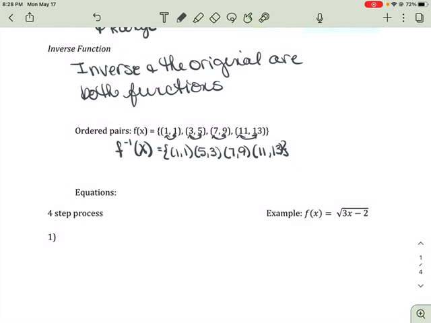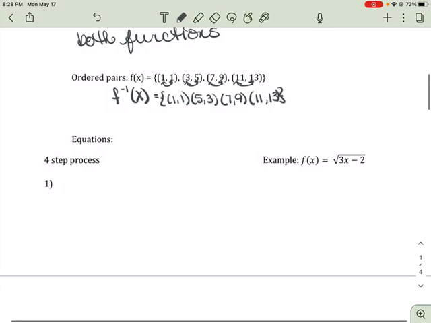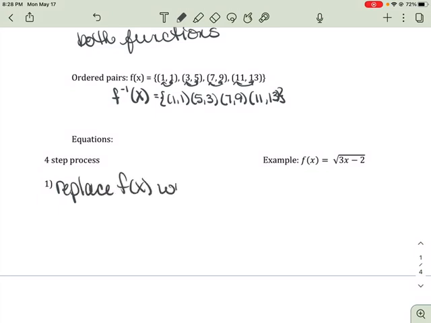But if you're talking about an equation, there's a process. Like step A, step B, step C, boom, here's your answer kind of thing. So the first thing, and again, keep in mind that the underlying theme here is that we're switching x and y, interchanging domain and range. So for the 4-step process, the first one, and we're going to do this by example, is make this y equals. Let's do it this way. Replace f of x with y.